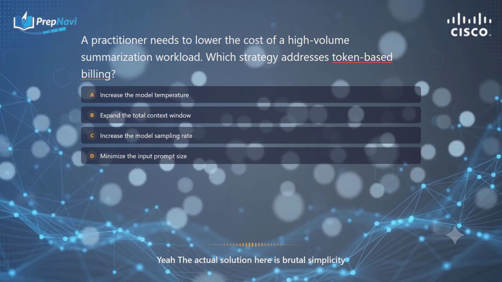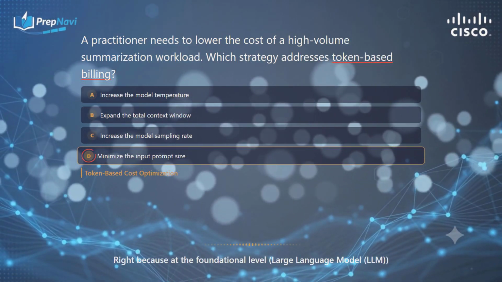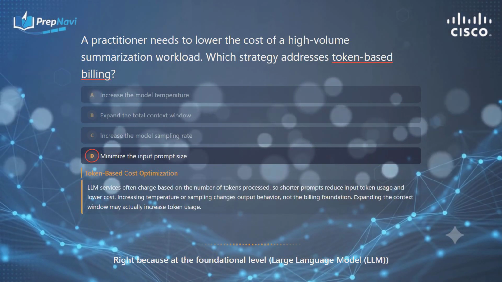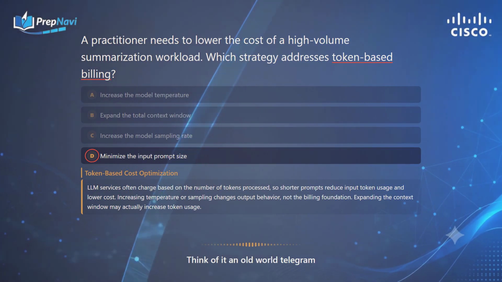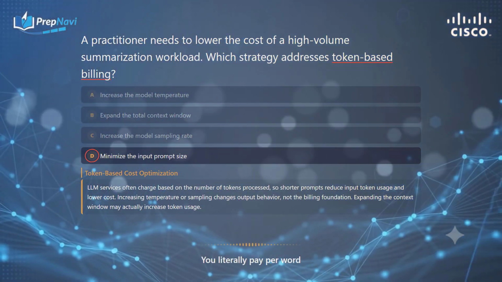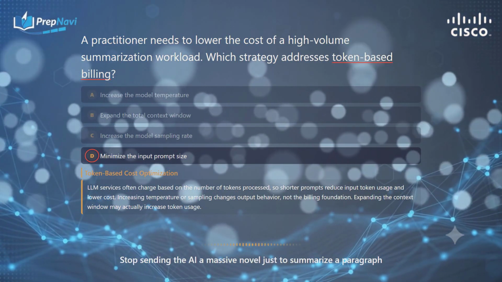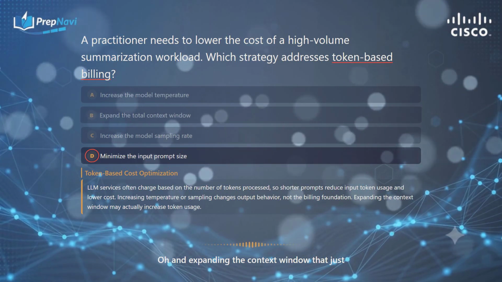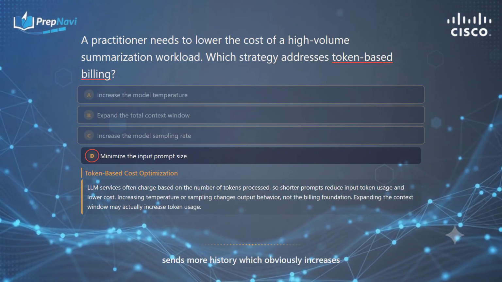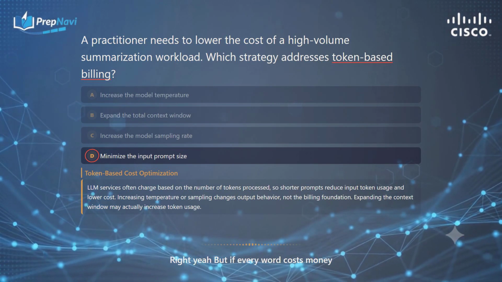Those just alter the output behavior. Yeah. The actual solution here is brutal simplicity. You just minimize your input prompt size. Right, because at the foundational level, LLMs charge based on the units of text they process. Think of it like an old world telegram. You literally pay per word. Oh yeah, if you want to save money, write a shorter message. Exactly. Stop sending the AI a massive novel just to summarize a paragraph. Oh, and expanding the context window, that just sends more history, which obviously increases your token usage. Right, yeah. But if every word costs money, how do we handle a massive ongoing conversation?